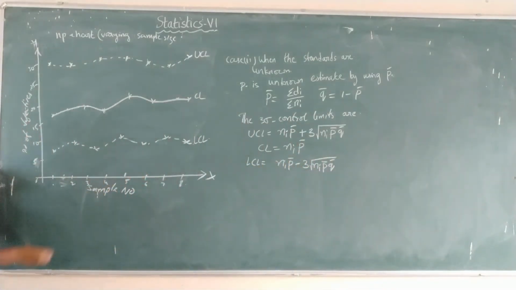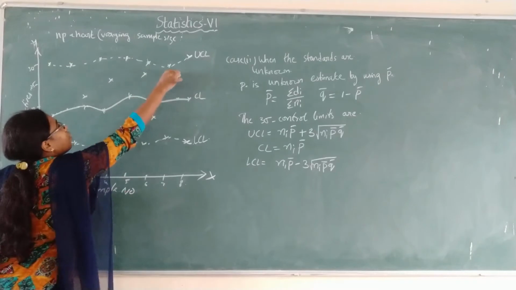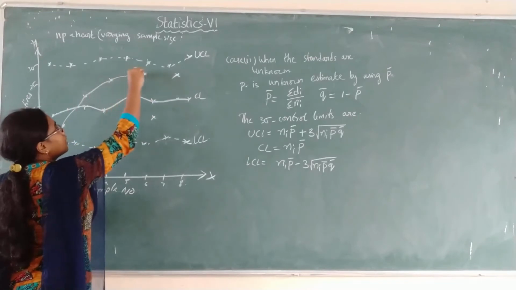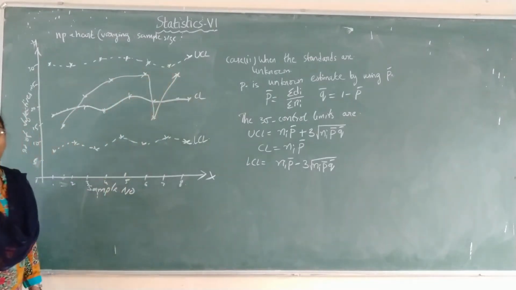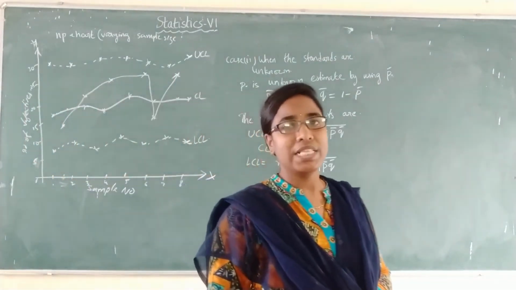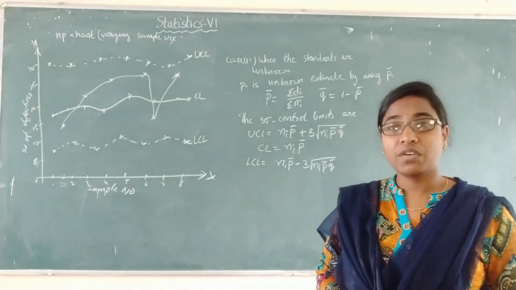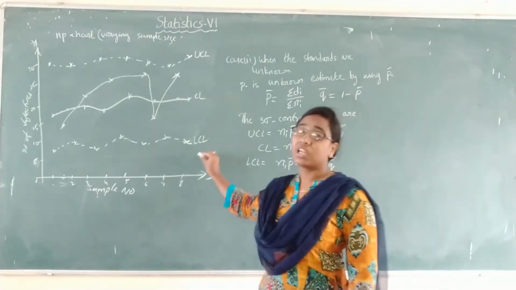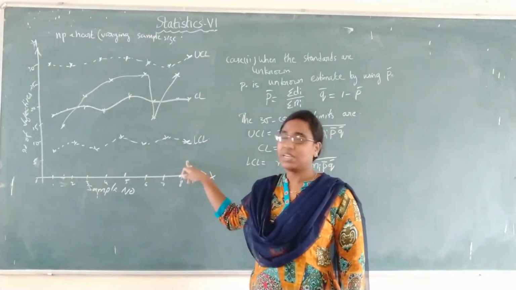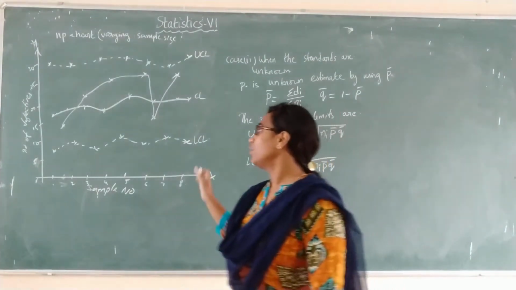After this, you will be plotting your DI values. After plotting your DI values, if all the values are below UCL and above LCL, then the process is said to be under control. If any value goes above UCL or any value comes below LCL, then the process is not under statistical control. So for the NP chart with varying sample size, you have to draw the graph very carefully because you will be getting 3 lines, all curves only, and for DIs also you will get another curve. So this should be drawn very carefully.